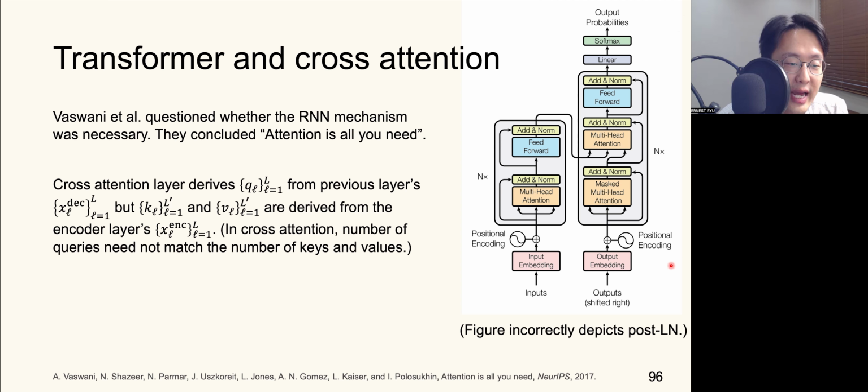So here is this iconic, famous figure depicting the transformer architecture. And indeed, it incorrectly depicts the post-LN architecture, where you should really be using the pre-LN architecture. So in this cross-attention mechanism, the query vectors are derived from the previous layers of inputs, but the key and value vectors can be derived from the encoder layers.